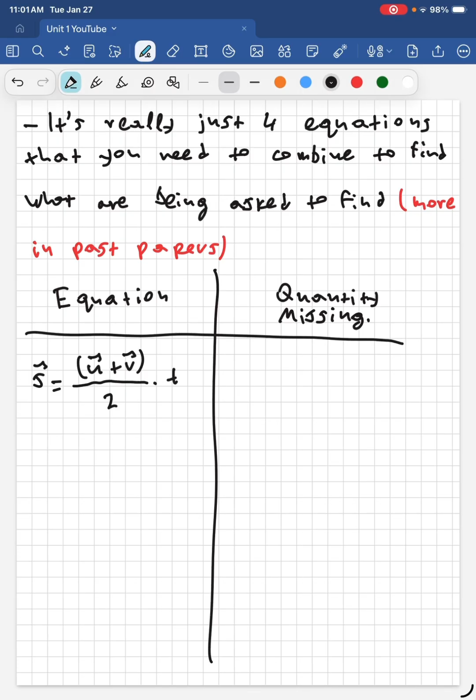Okay, so using the initial and final velocity, this equation tells us that if we know the initial velocity, the final velocity, and the time needed for that change in velocity, we can determine the displacement, okay? What's missing here? The acceleration, right? We don't know the acceleration.